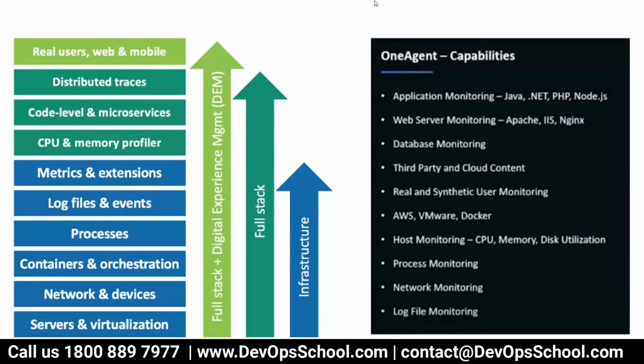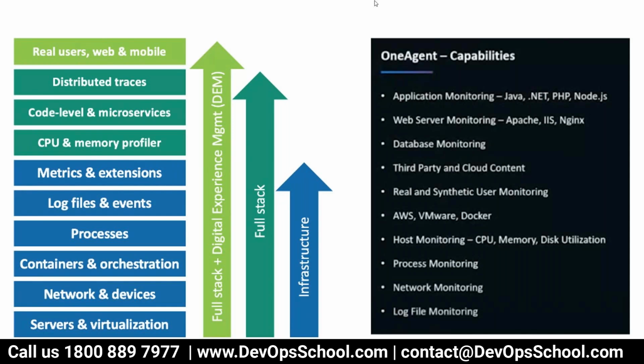If you read this, what kind of data? So if you see that servers and virtualizations, network and devices, container and orchestration, process data, log files, events, metrics and extension, CPU and memories, code level and microservices, distributed traces, RUM, web, and mobile. So one agent can help you in complete data collection.